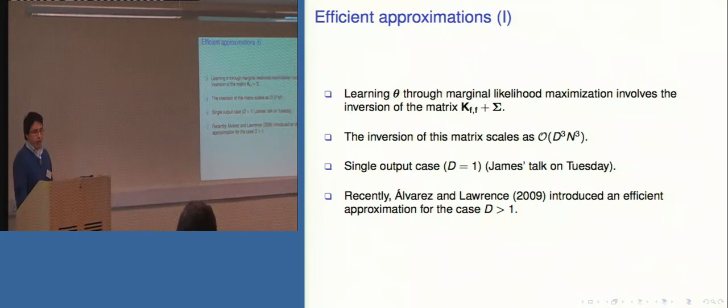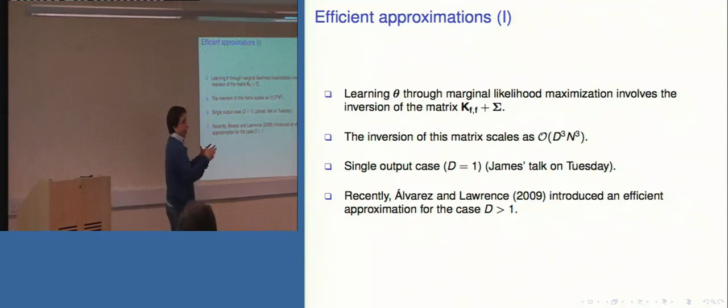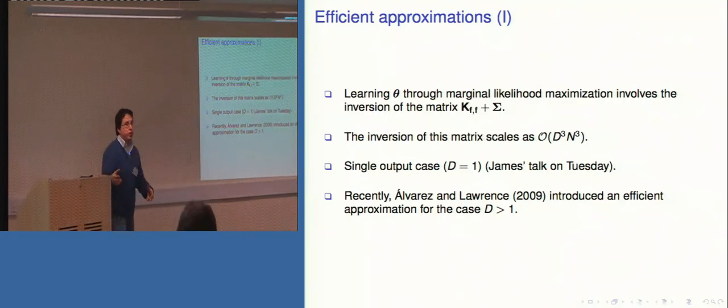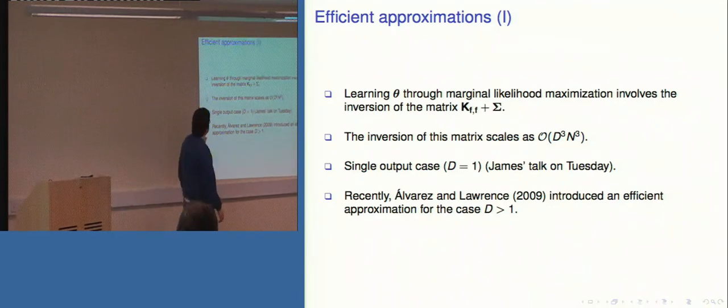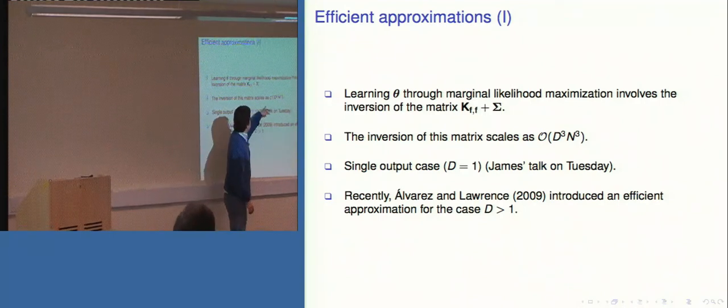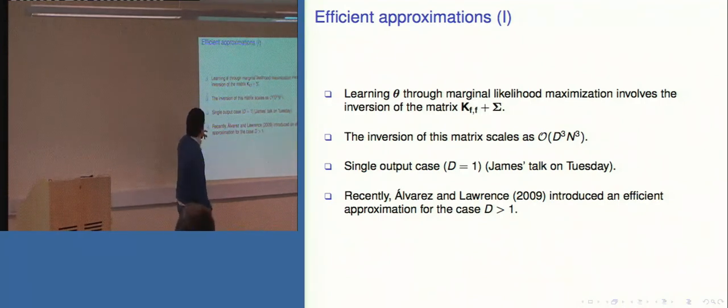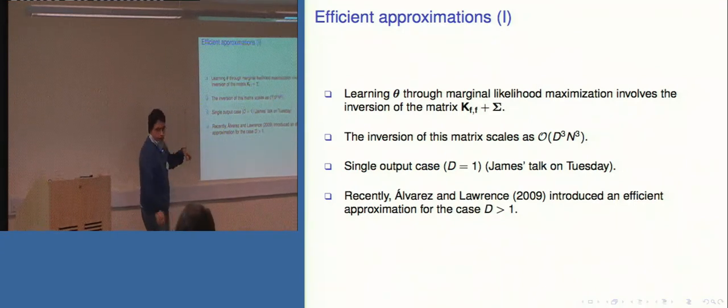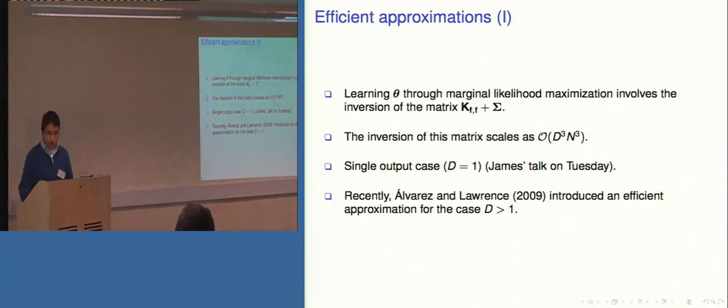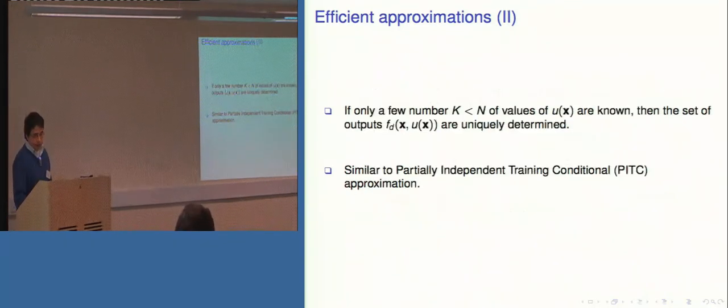I was saying that you have this big matrix KFF, with dimensions ND times ND, so you have problems with computational complexity. Again, you can use all the tools that you have for sparse or efficient computation here as well. The inversion of this matrix scales this way. We saw the single output case with James on Tuesday, and we have derived several methods to do efficient approximations here.